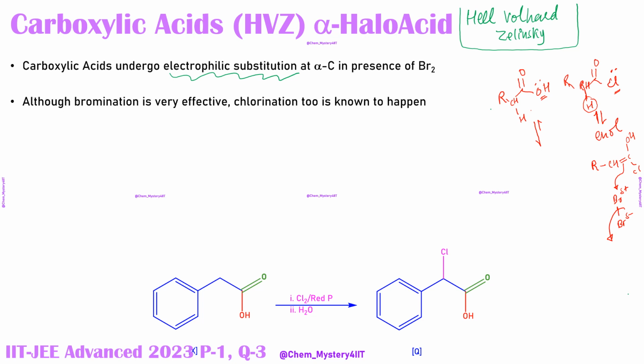So the hydrogen of the alpha carbon is being replaced as H plus. This will form one HBr. If it was chlorine, it will form HCl as the side product.